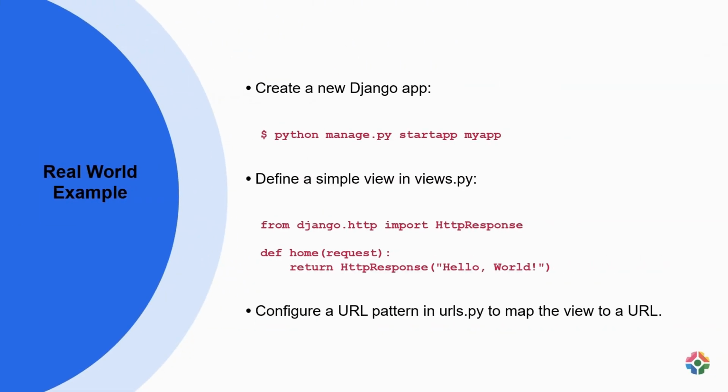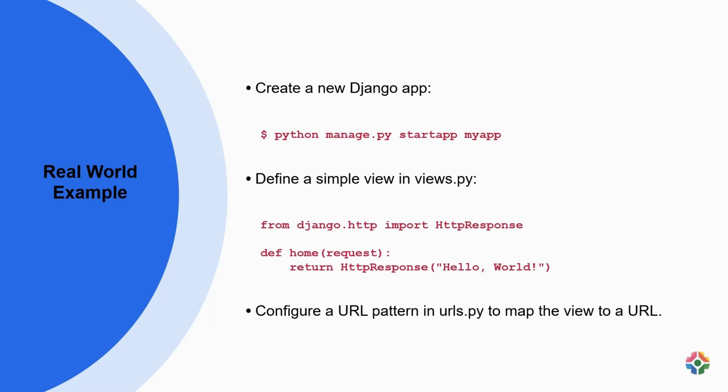To create a new Django app, you can run the command python manage.py startapp myapp. This will generate a new app structure with the name myapp. Next, in the views.py file of your app, define a simple view that returns hello world using the code snippet provided. Import HttpResponse from django.http, then define a function named home that takes request as a parameter and returns an HttpResponse object with hello world as the content.